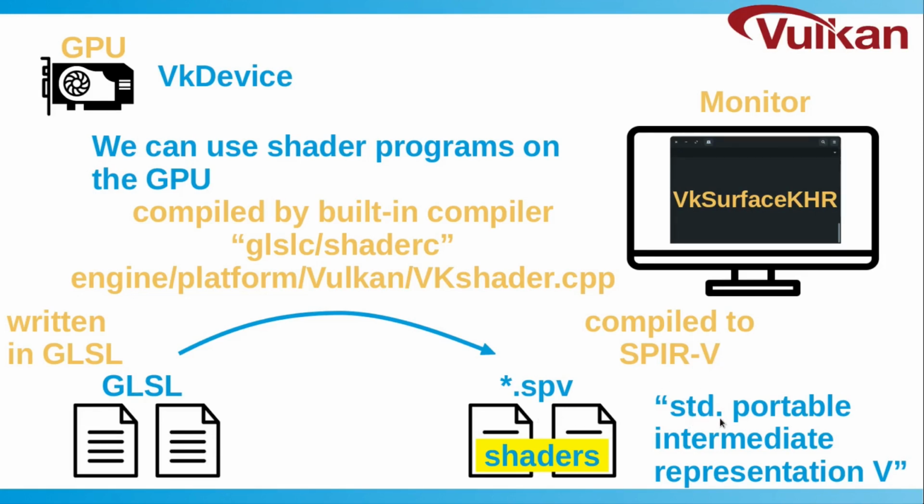SPIR-V stands for Standard Portable Intermediate Representation V, and our game engine Lucre has a built-in compiler for that, referred to as shaderc, in the file engine platform Vulkan vkshader.cpp.